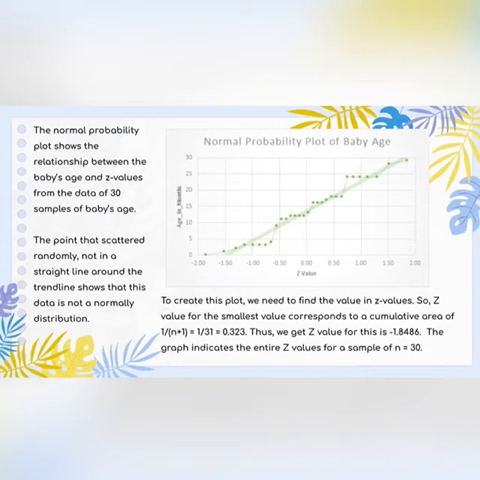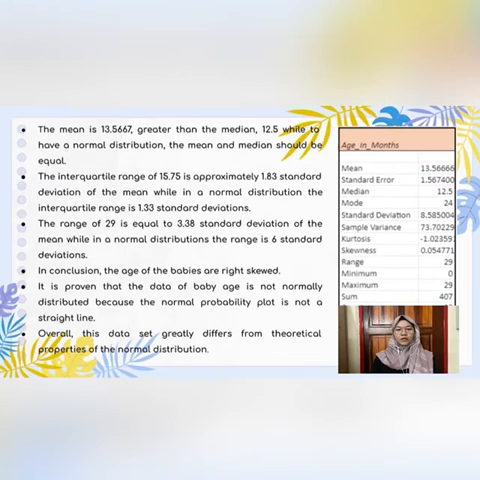The Z value for the smallest value corresponds to a cumulative area of 1 over n plus 1, equal to 1 over 31, equal to 0.0323. Thus, we get the Z value for this as negative 1.84. The graph indicates the entire Z values for a sample of n equal to 30. To prove this statement, we can also test it based on descriptive statistic.